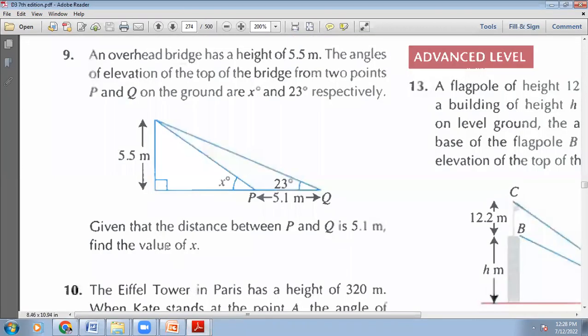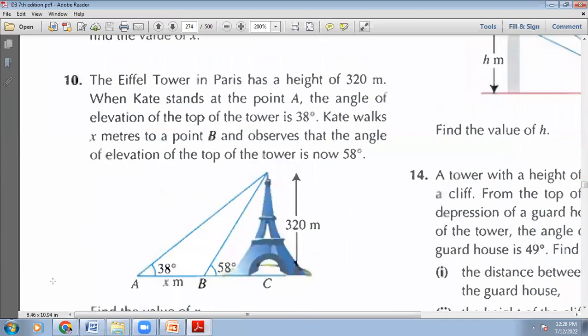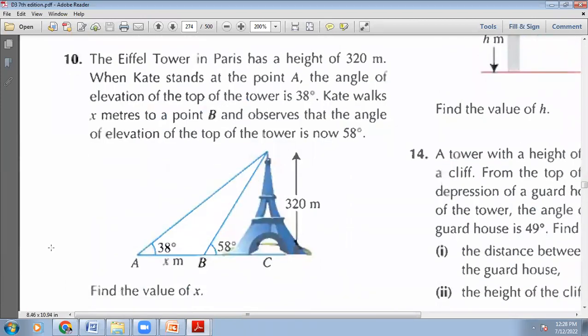Okay, so we are going to the next question. The next question is question number 10. It says, the Eiffel Tower in Paris has a height of 320 meters. When Kate stands at point A, the angle of elevation of the top of the tower is 38 degrees. Kate walks X meters to a point B and observes that the angle of elevation of the top of the tower is now 58 degrees. Find the value of X.